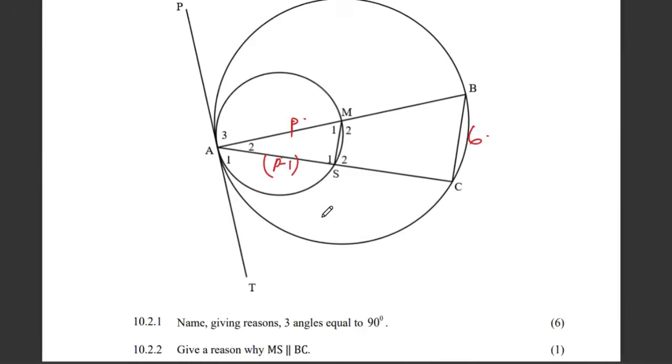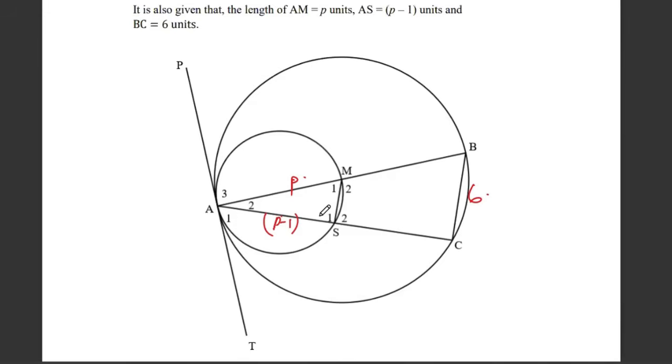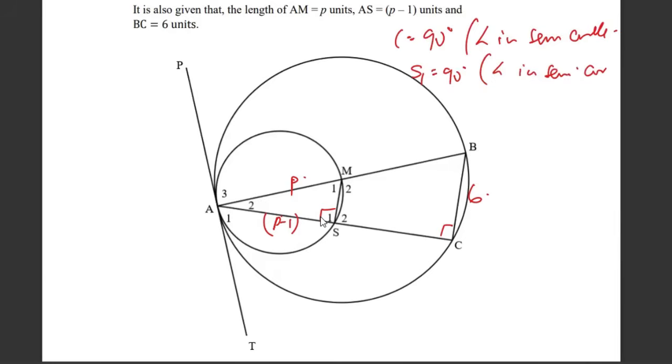Name 3 other angles that are equal to 90. So step number 1, if this is a diameter, the angle C is a 90. Reason, angle in a semicircle. Then we know that S1 is also going to be a 90. Same reason, angle in a semicircle. And then we can also have one of these, basically A3. That is tangent perpendicular to radius or tangent perpendicular to the diameter. So A3, S1, and C.